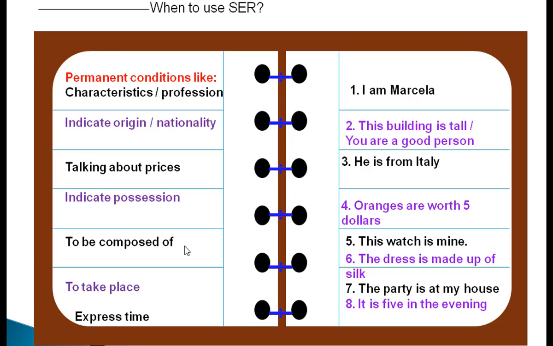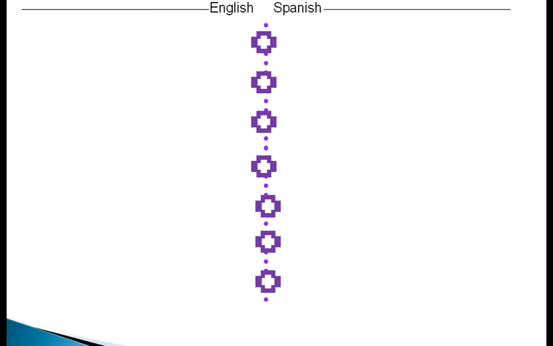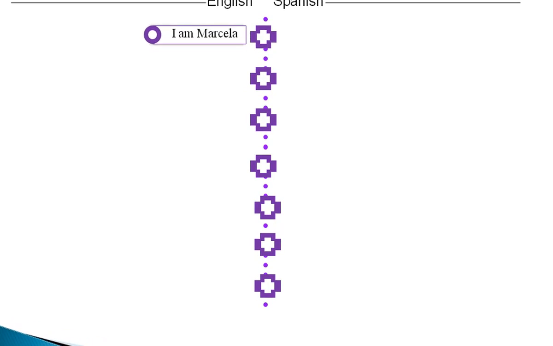So what are the conditions to use SER? First of all, SER means to be and it is always used in permanent conditions like characteristics, profession, to indicate origin or nationality, when you are talking about prices, when you want to indicate possession, when you are trying to say that something is constituted or composed of, to take place, and to express time. Say to be. Let's look at a few examples.